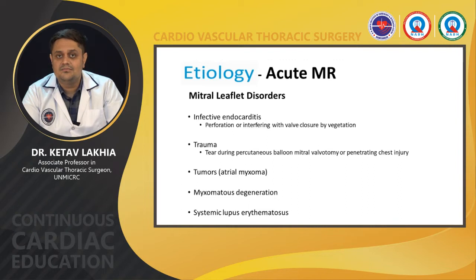The second thing is the mitral leaflet disorders which can cause acute MR. The causes are infective endocarditis involving the leaflets, which may lead to either perforation or interference with valve closure because of the vegetation. It may be because of trauma, a tear which may be caused during the balloon mitral valvotomy procedure or penetrating chest injury. The other causes are tumors like atrial myxoma, myxomatous degeneration of the mitral leaflets, or systemic lupus erythematosus.